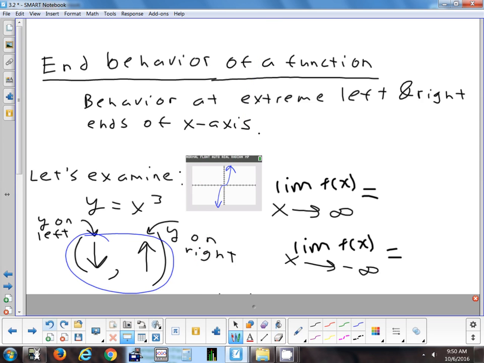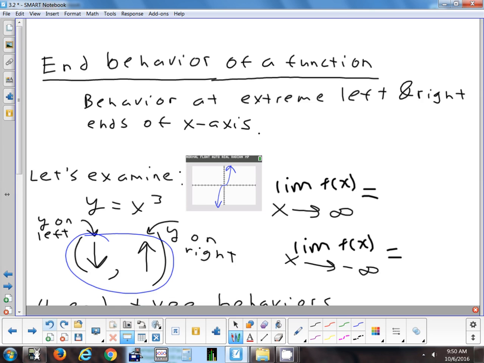Okay, so another way you can write exactly the same thing is this notation. This is called limit notation. First, let me just describe it simply, and then I'll read it properly. This is saying what's happening to y as x heads to the right. As x gets bigger and bigger, what is happening to your y value? And the way you pronounce it is the limit of f of x as x approaches infinity.